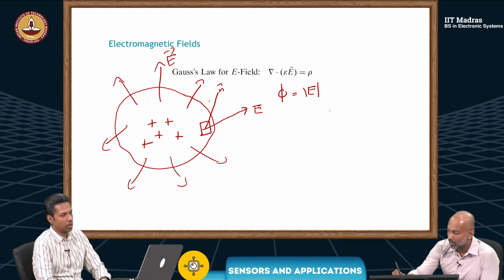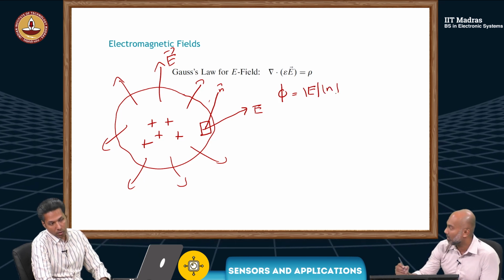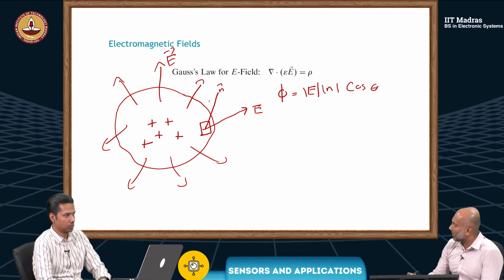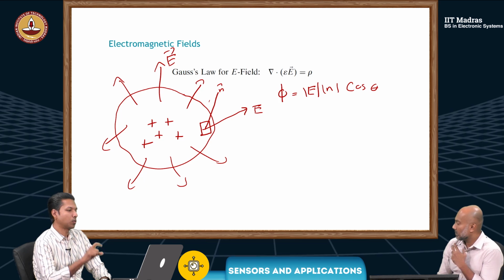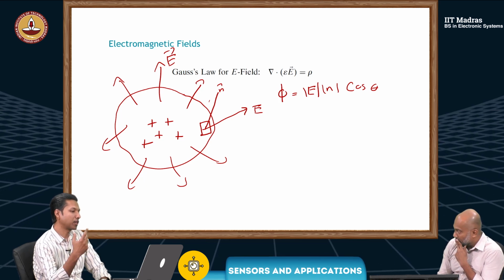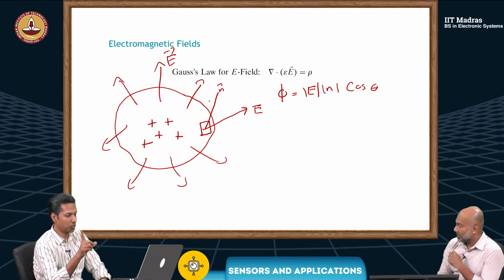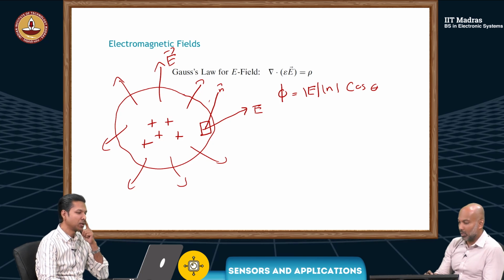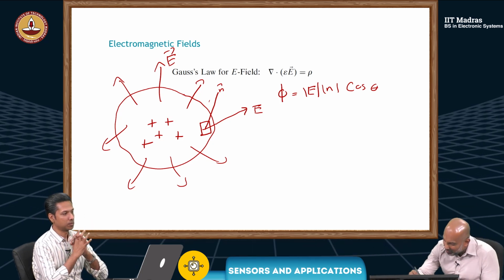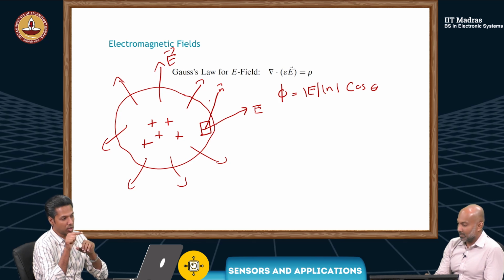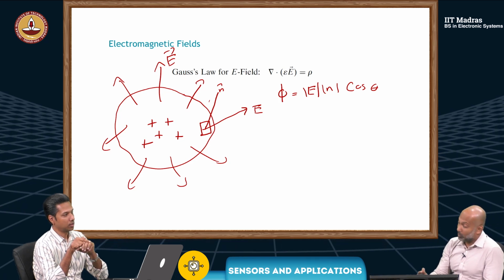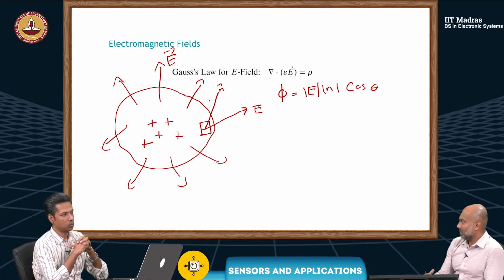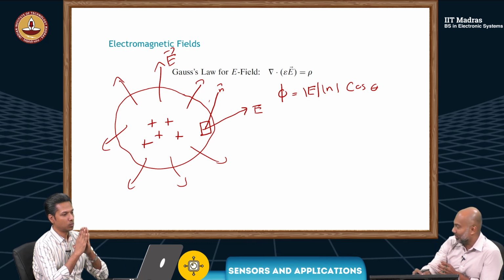It should be epsilon E cos theta, the flux coming out of that. So what you're saying is, what is the amount of electric field in the direction of the normal? Because there are many electric fields, but if you take something very, very small, that is the dot product, at a very small point like this.